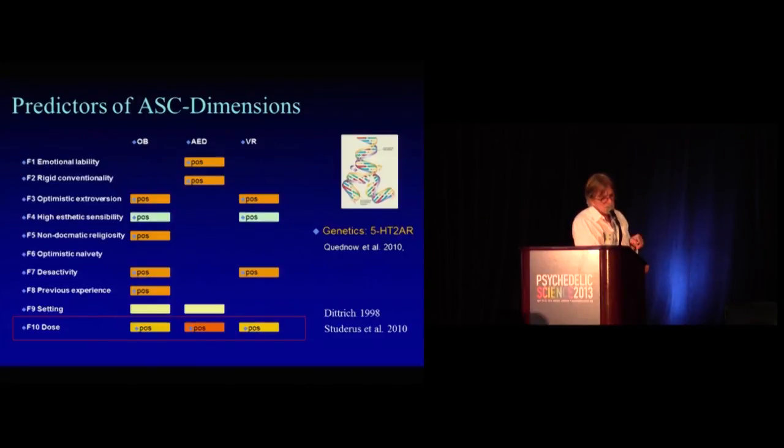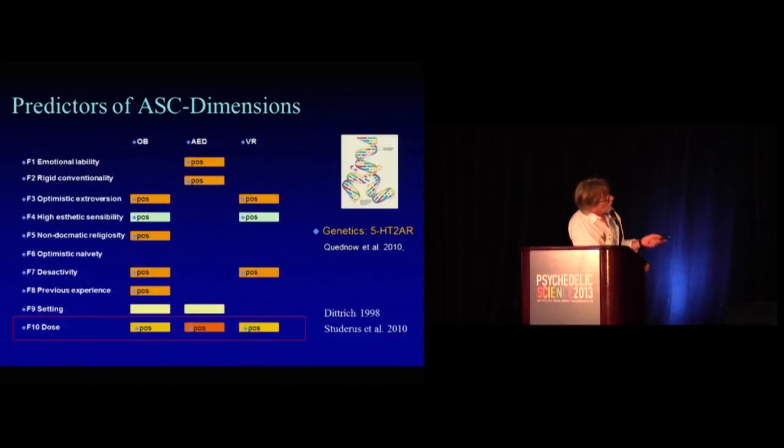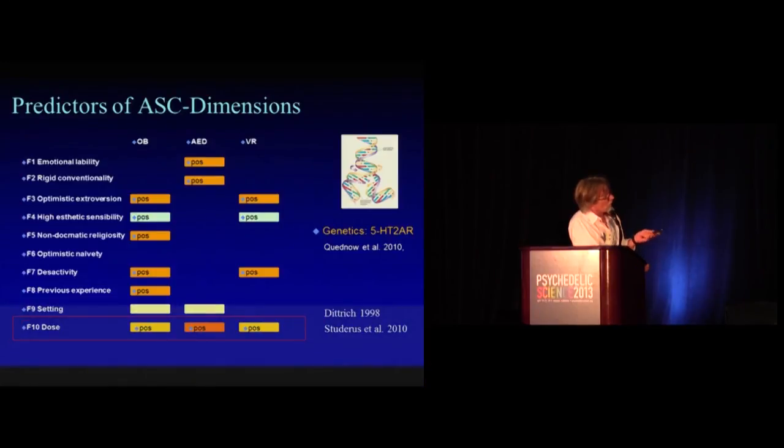I don't want to go into all these details, it's all published, but what I want to put forward is that we found, in a much larger data set with about 1,000 subjects and almost 2,000 trials, that the dose is still the most impressive predictor. If you put it all in a more complex multivariate analysis, first the dose pops up, and then emotional stability. Then, for instance, optimistic extroversion is very important, and non-dogmatic religiosity. So, very interesting psychological aspects that can contribute to this positive experience.